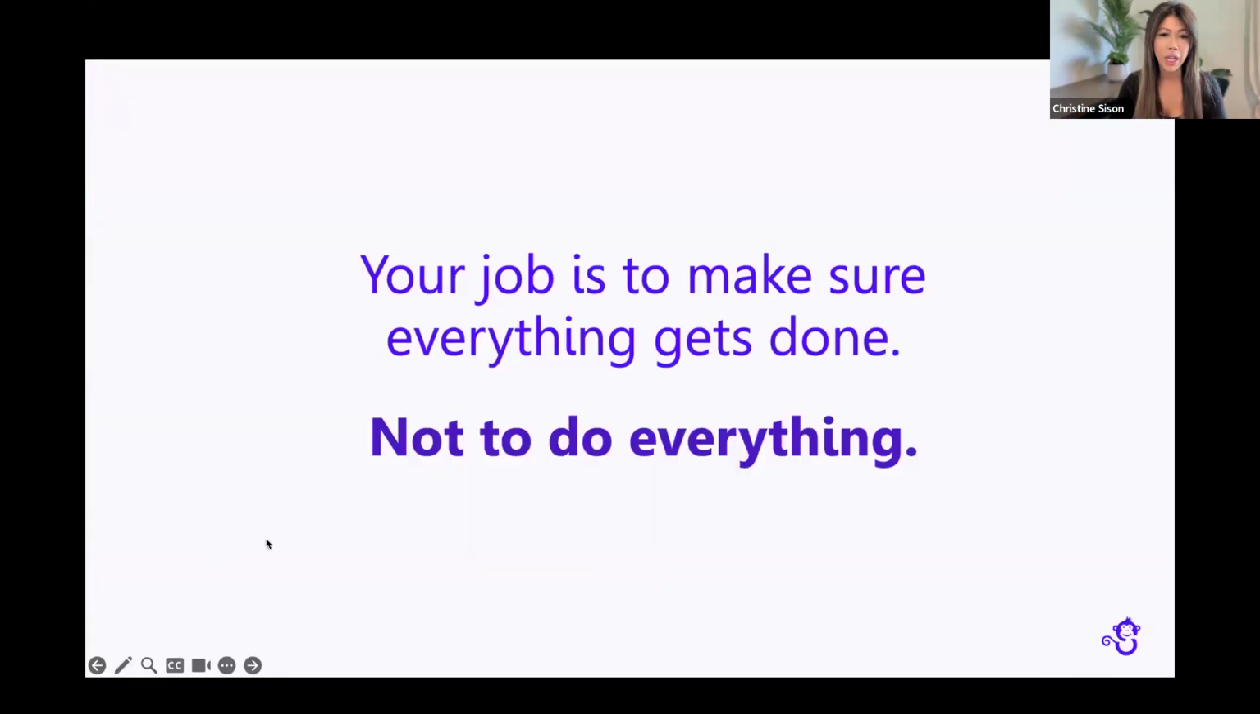practice. So your job is to make sure everything gets done, not do everything. I know I sped through that, but I hope it gives you enough of a framework for how to think about remote work, the potential that it can have for you, where you can use it, as well as AI agents.